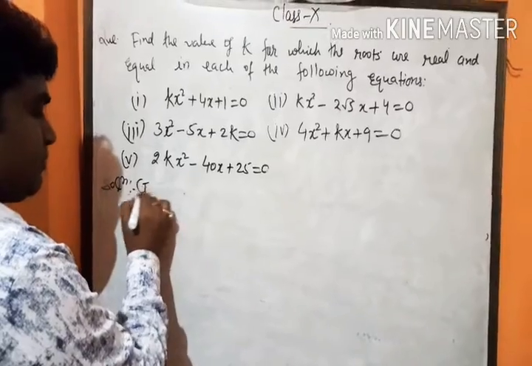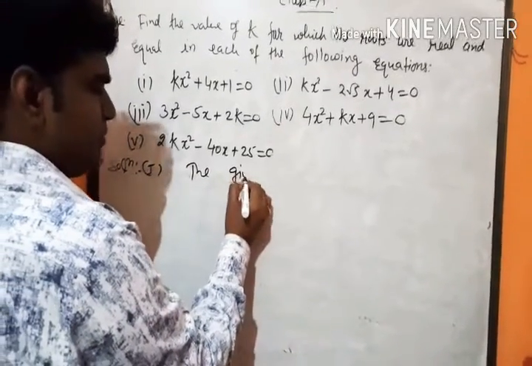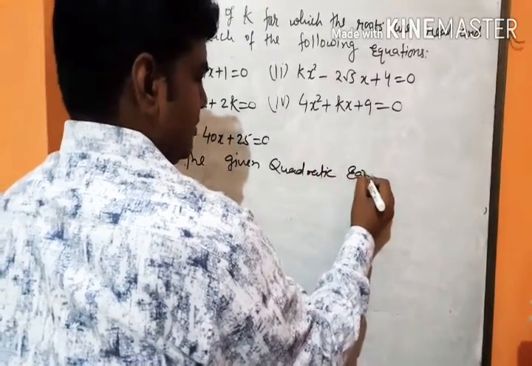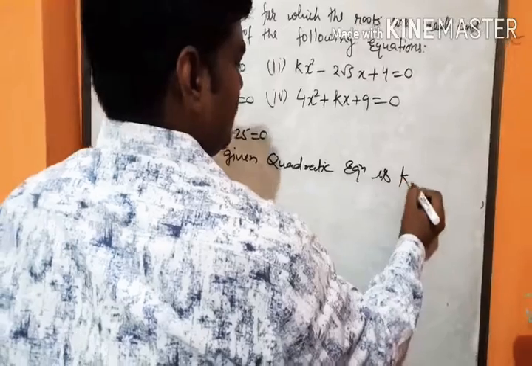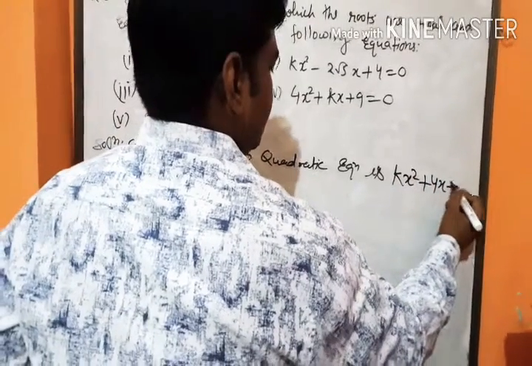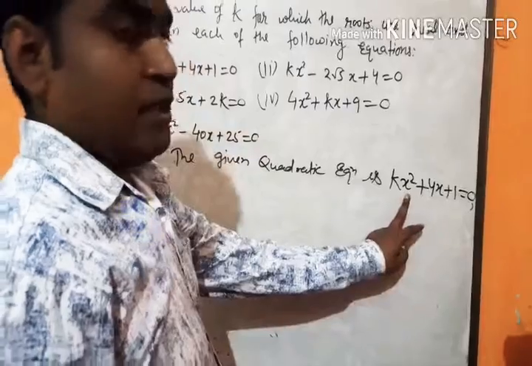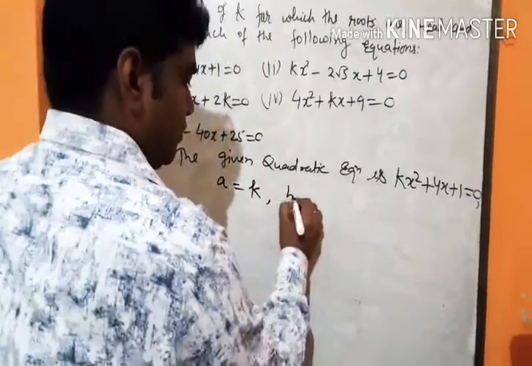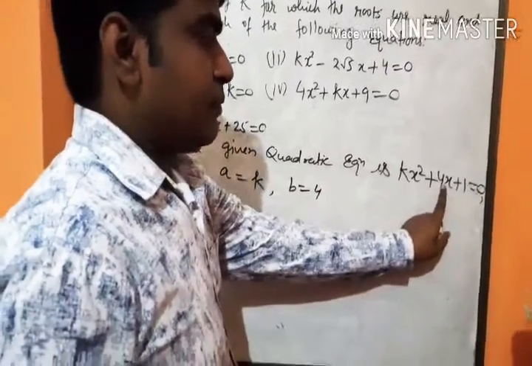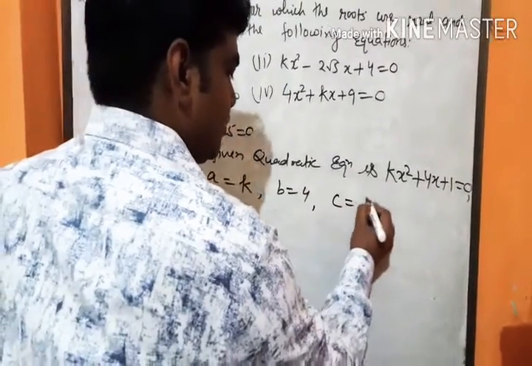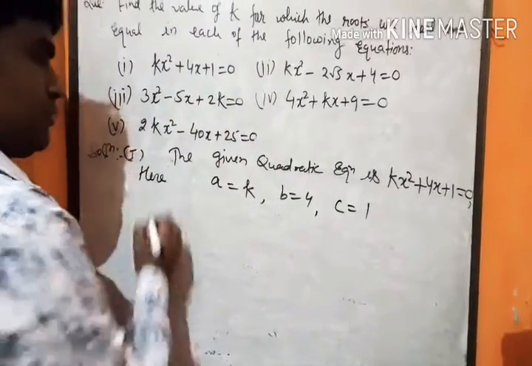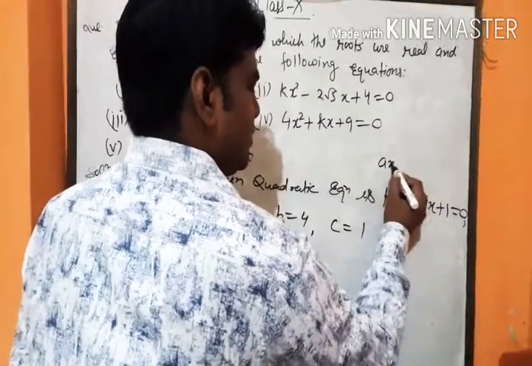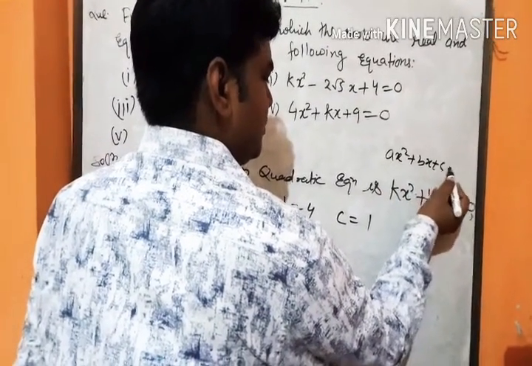Now, first solution. The given quadratic equation is kx square plus 4x plus 1 equal to 0. Here the coefficient of x square is k, so a is equal to k, b is equal to 4 because the coefficient of x is 4, and the constant c is equal to 1. As you know, the given quadratic equation is compared with the standard form, which is ax square plus bx plus c equal to 0.